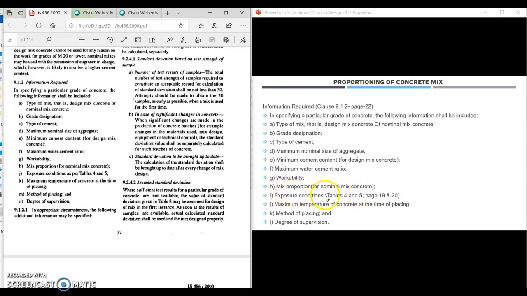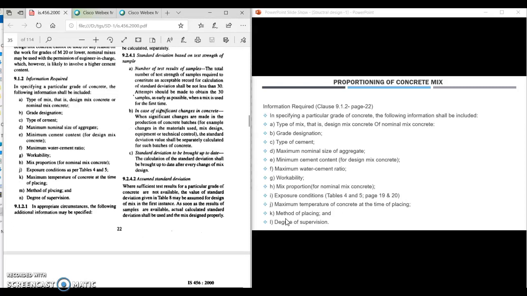So mention the exposure conditions and the temperature of the concrete placing. The higher the temperature, the more evaporation. So depending upon the evaporation loss of water, we need to fix the maximum water cement ratio and workability. The mix varies with the temperature condition also. So we have to mention the temperature condition, method of placing, and degree of supervision. If there is good supervision, then they follow all the strict rules, so we get more strength.